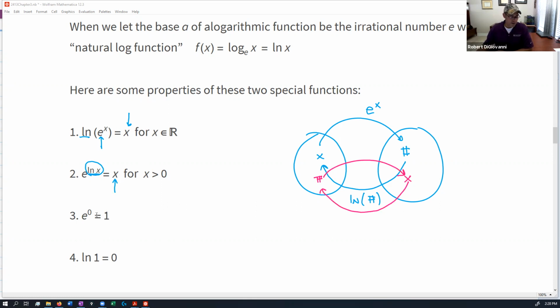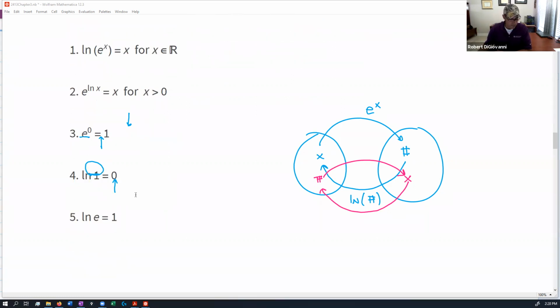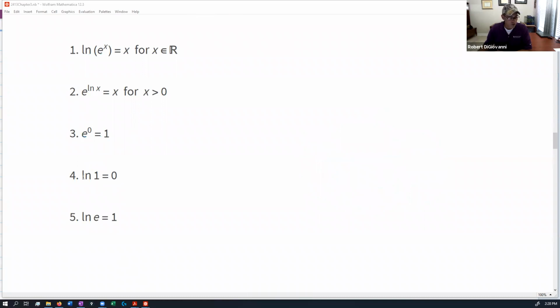Other properties: e to the 0 is 1. Any number to the 0 is 1, we should know that, except 0. 0 to the 0 is undefined. The natural log of 1 is 0.